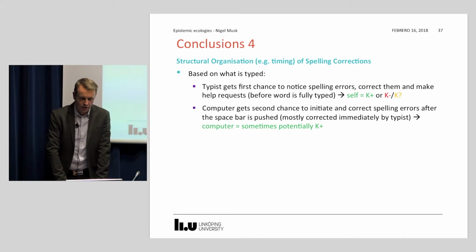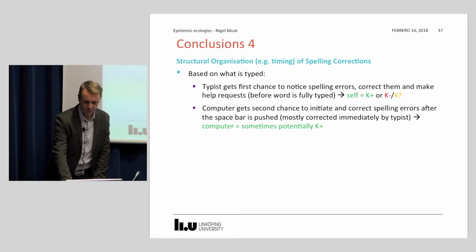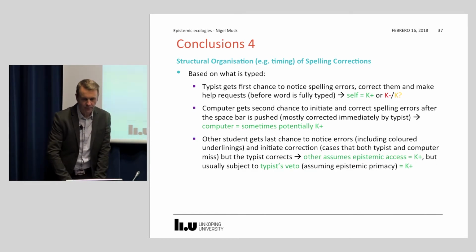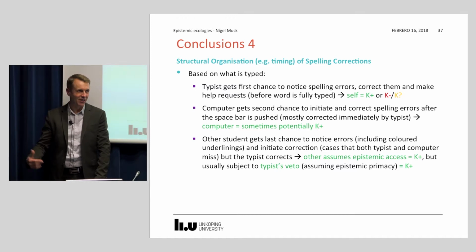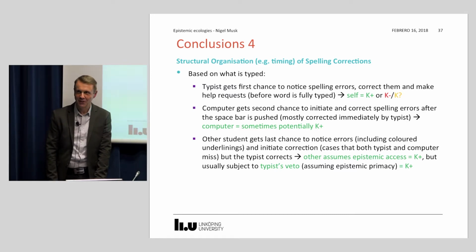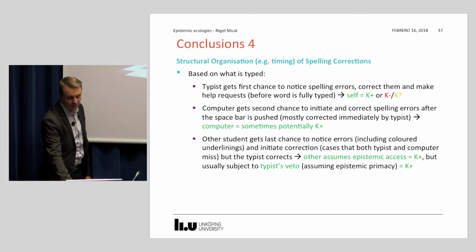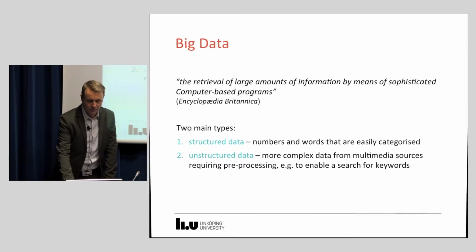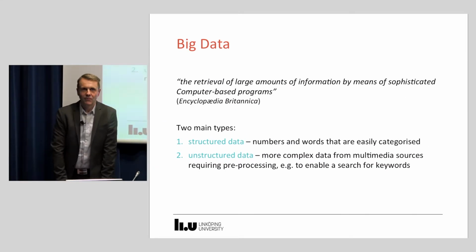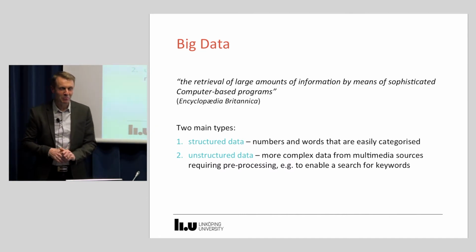It's structural organization. So the computer usually gets the second chance because that happens as soon as you hit the space bar. And then the other student gets the last opportunity for things if it's switched on correctly, that is. But the typist has the final veto. Okay, so that's all I've got time to say about this. So let's come on to big data.